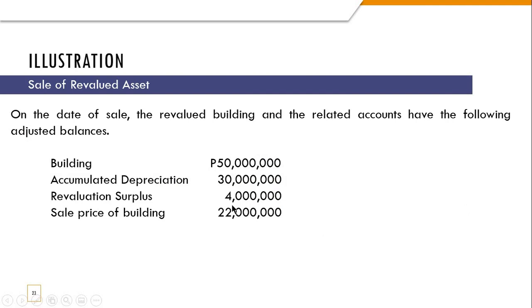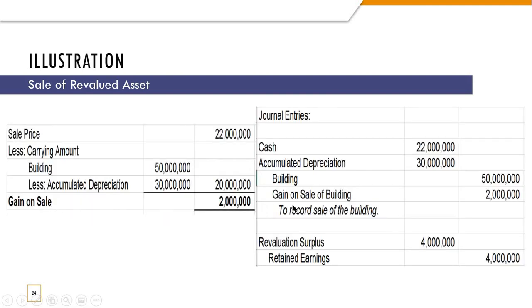Siyempre, may balance tayo ng revaluation surplus. So, kailangan natin siya i-close kasi na-realize na siya. Okay? It will no longer be realized on a piecemeal basis. But, dahil nabenta na yung asset, so the entire amount na revaluation surplus, 4 million, will automatically be transferred to, ayan, retained earnings. Credit retained earnings, 4 million.